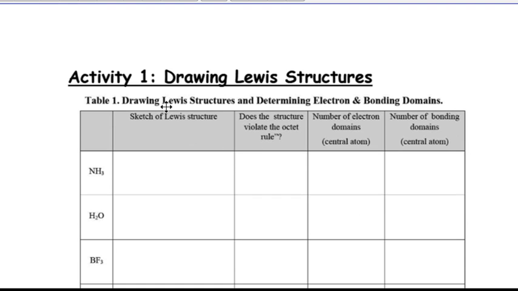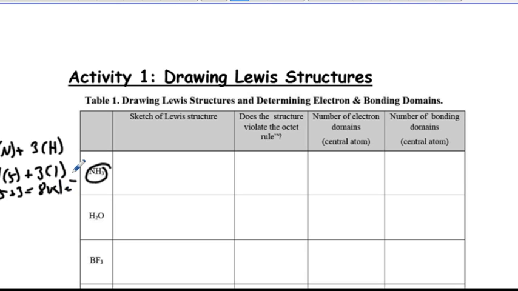Let's draw these structures, just like the way we have been doing it. We'll maybe do this first one together. Ammonia, NH3, we can see that we have one N and three H's. Nitrogen is in group 5 on the periodic table, so it's going to have 5 valence electrons. Hydrogen is in group 1, so it's going to have 1 valence electron. So we'll have 5 plus 3, that equals 8 valence electrons.